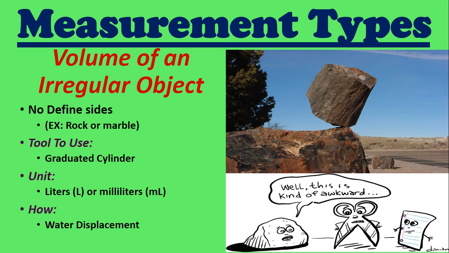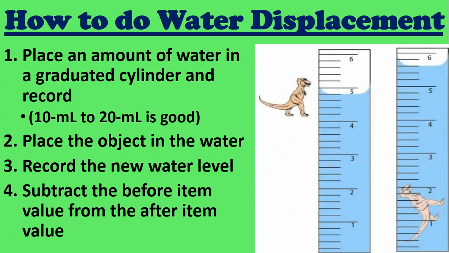The volume of an irregular object is a little different. Irregular objects are ones that do not have defined sides. You're going to use a graduated cylinder. Its unit is going to be liters or milliliters, depending on how much water you have to use. And the process is called water displacement. So let's go over how to do water displacement. We have this irregular object, this toy T-Rex, and we're trying to find the volume of it.